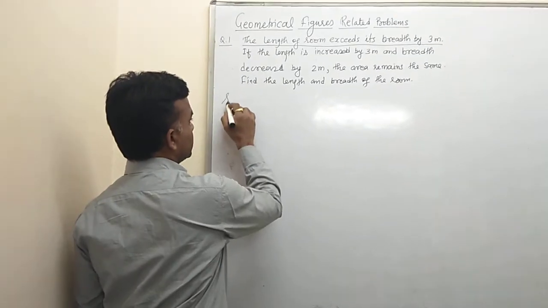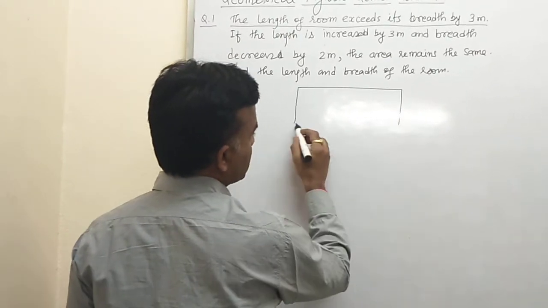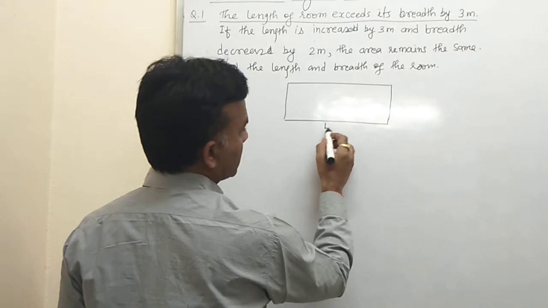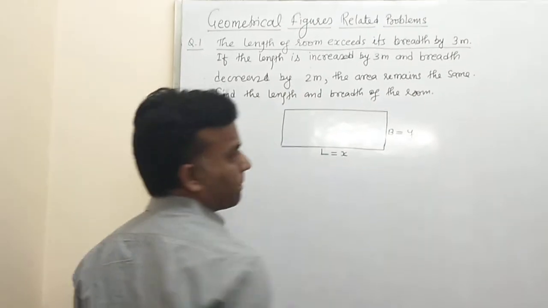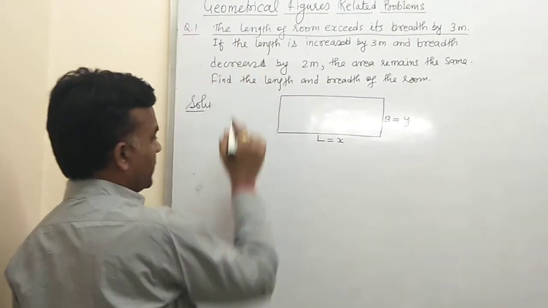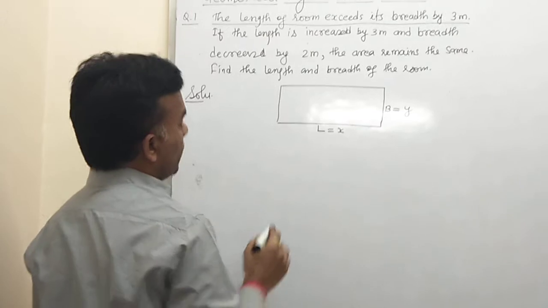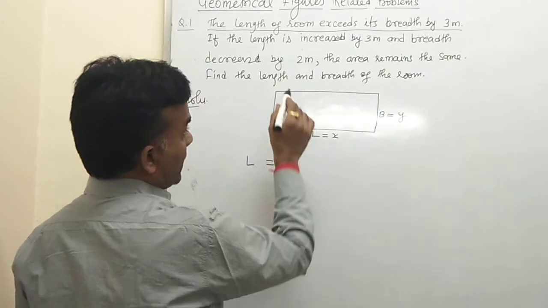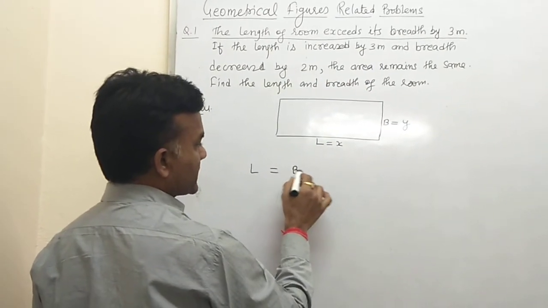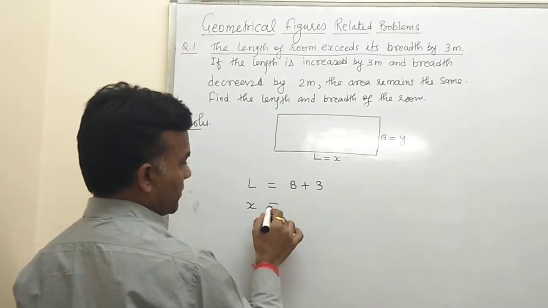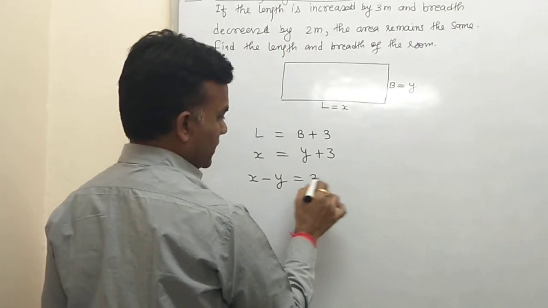First you may draw the diagram also, a rectangle in which you have length and this is breadth. Length you consider x and breadth you consider y. Now the first statement is: the length of the room exceeds its breadth by 3. Exceeds means it is greater than the breadth, so breadth plus 3. So x equals y plus 3, and then x minus y equals 3. This is equation 1.